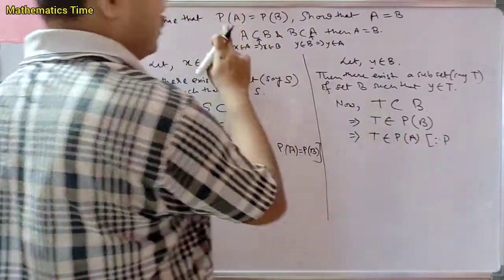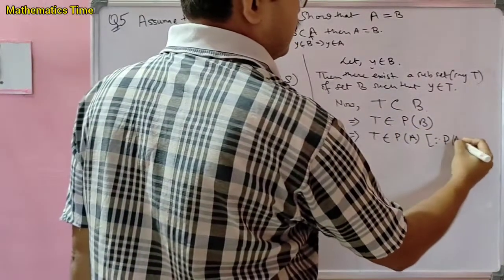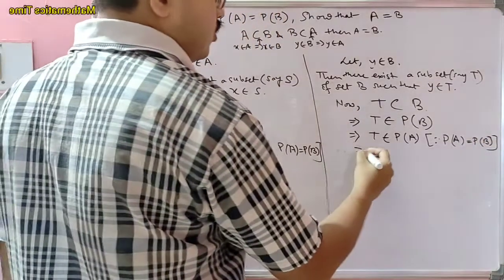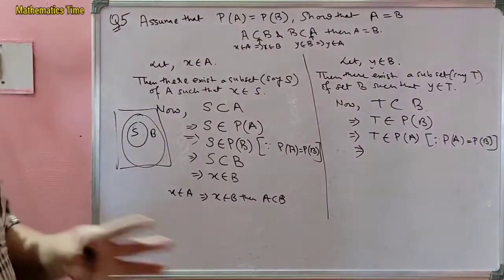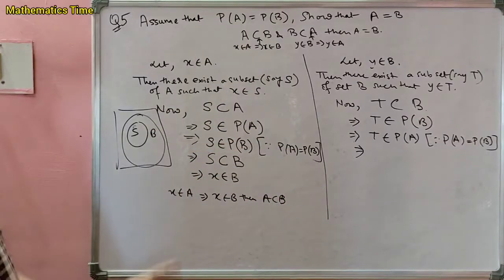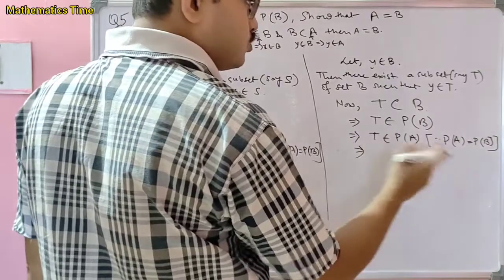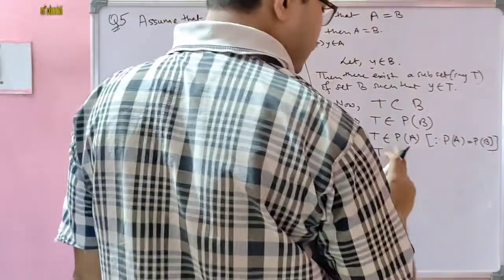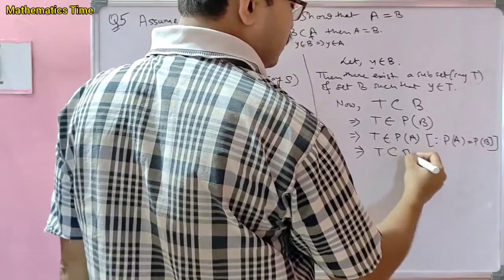As given, P of A is equal to P of B. Power set of A equal to power set of B. Okay, it's given. Now what are the elements of power set of A? All the subsets of A are the elements of power set of A. So T must also be a subset of A to be an element of power set of A. So T will be a subset of A.